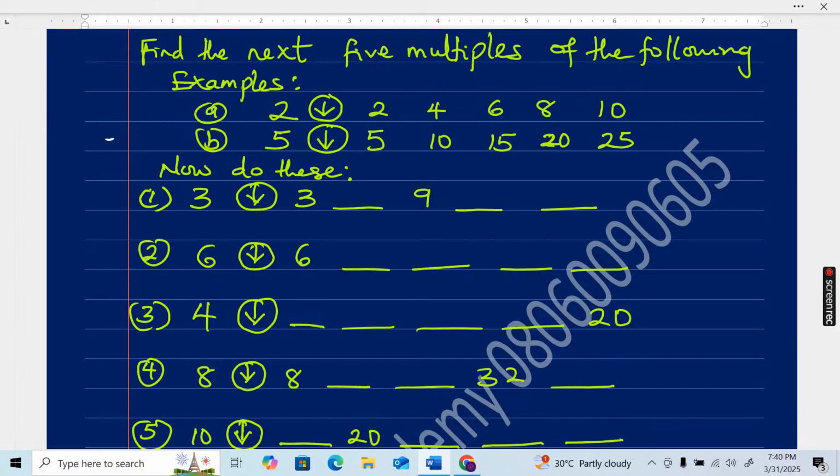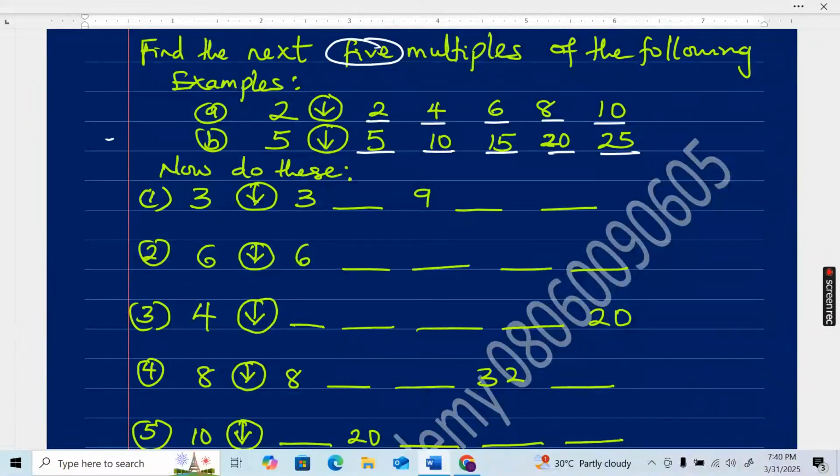Now, we have 2 in sample A. And if you look at the numbers after 2, we have 2, 4, 6, 8, and 10. And in the instruction, it has been stated to find the next 5 multiples. So we have 5 numbers after 2 in the sample A. We also have 5 numbers after the arrow in sample B. So how was that gotten? How were the answers gotten?